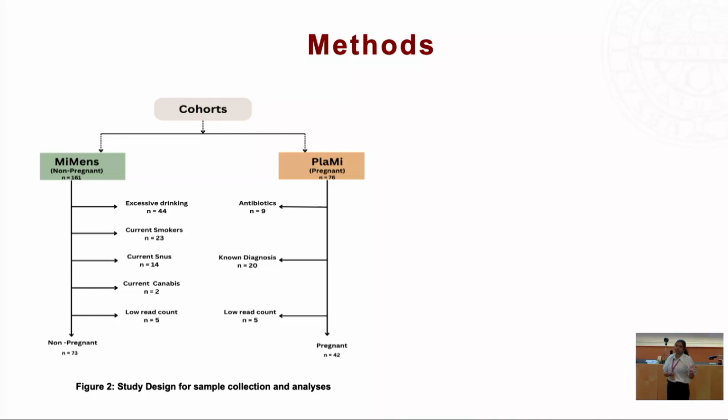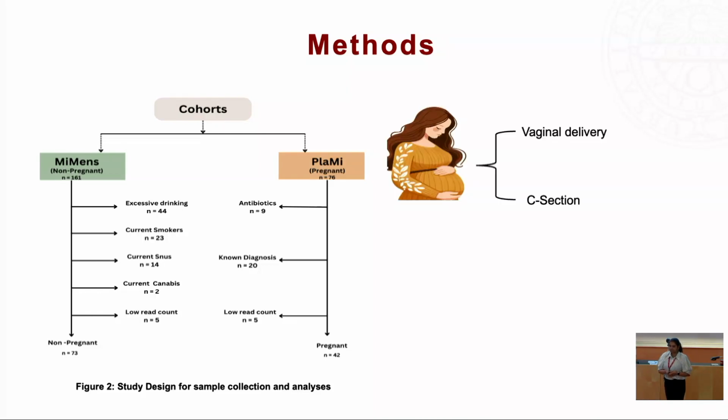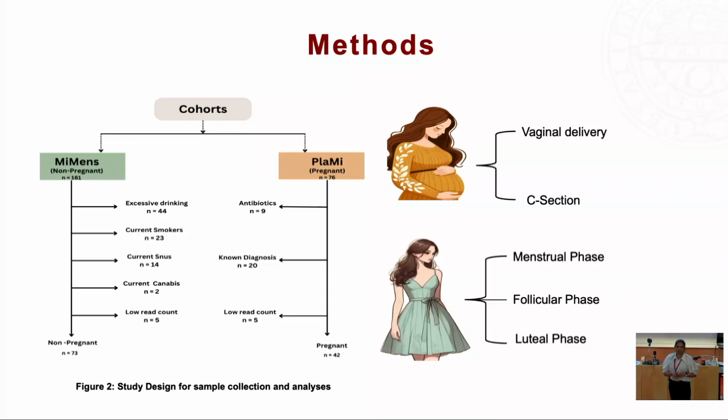Several samples were removed due to factors such as excessive drinking, smoking, and antibiotic usage. Finally, we had 73 non-pregnant and 42 pregnant samples. Further, the pregnant samples were divided into vaginal delivery and C-section, because the fasting time before sample collection varied between these participants. The non-pregnant samples were categorized into different phases of the menstrual cycle.